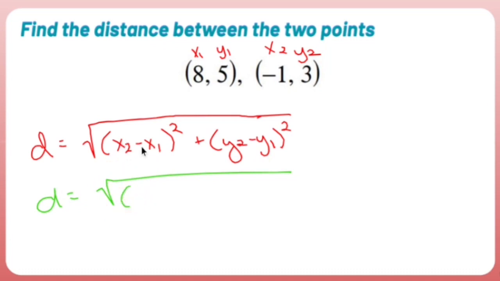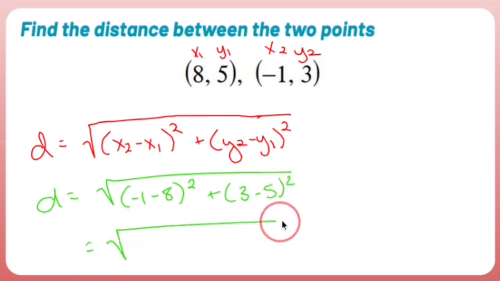So D is going to equal a big square root. Inside the first parentheses, I have x sub 2, which I called negative 1, minus x sub 1, which I called 8. Square that, plus y sub 2, which is 3, minus y sub 1, which is 5. Square that. Inside the square root, I have negative 1 minus 8, which is negative 9 squared. See what I mean? This is just going to become positive anyway. Plus 3 minus 5 is negative 2 squared.